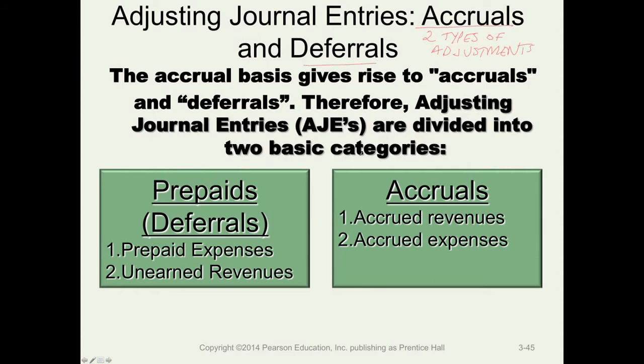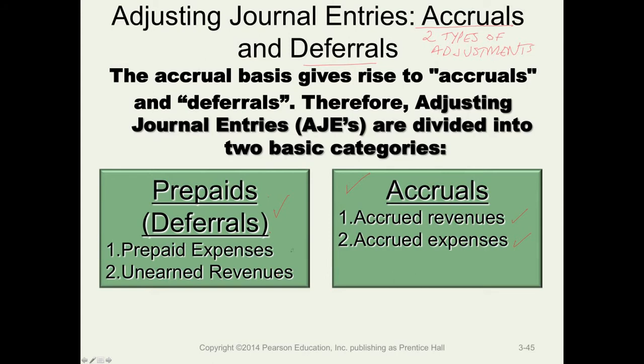And this is based on the accrual basis of accounting. It gives rise to accruals and deferrals. So the two basic categories are deferrals and accruals. Accruals, you can have accrued revenues and accrued expenses. And deferrals are basically your prepaid. Deferrals are where you have cash paid in advance or cash received in advance.